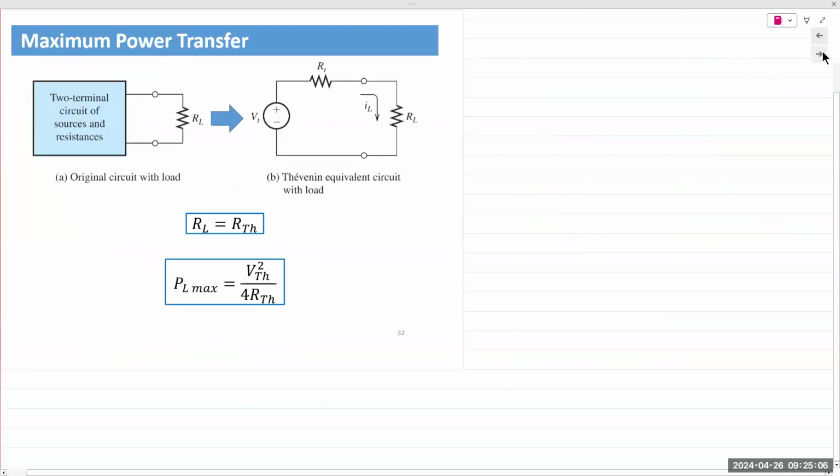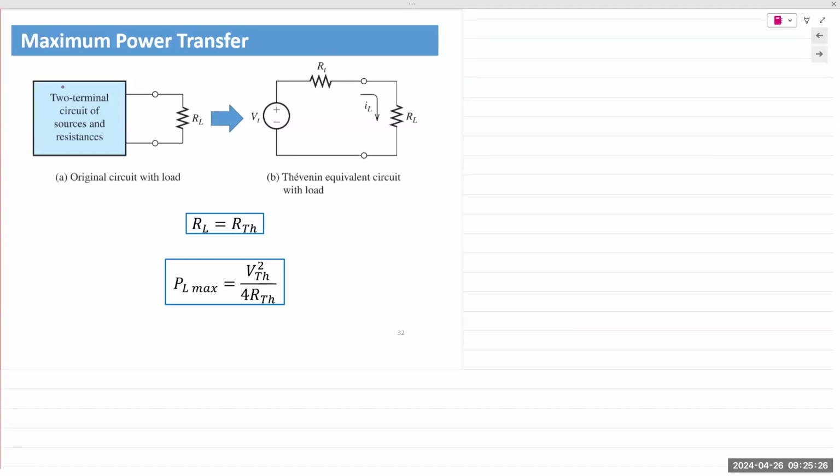Maximum power transfer theorem states that in order for maximum power to be transferred from circuit 1 to circuit 2, the Thevenin resistance of the first circuit and the second circuit should match up.